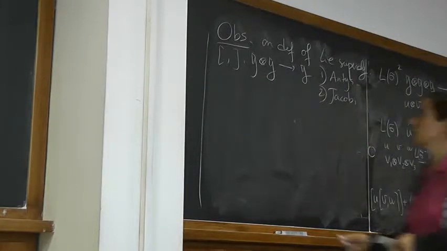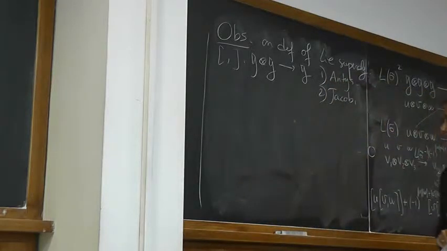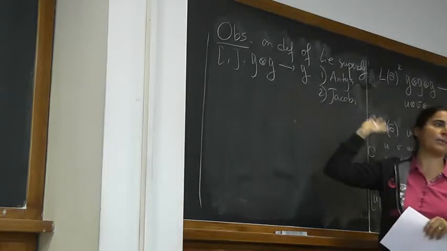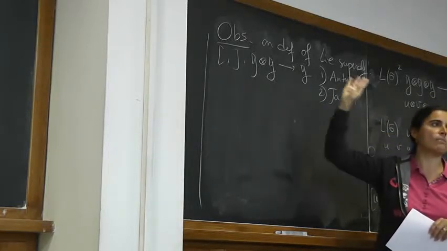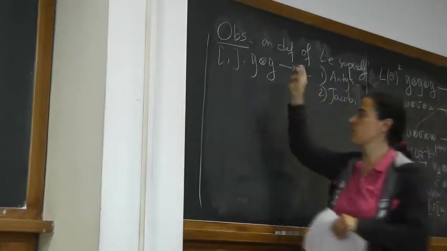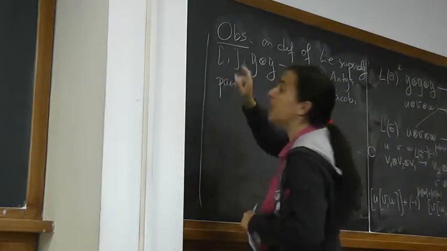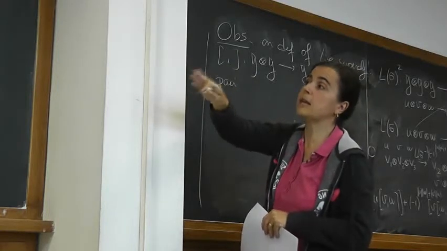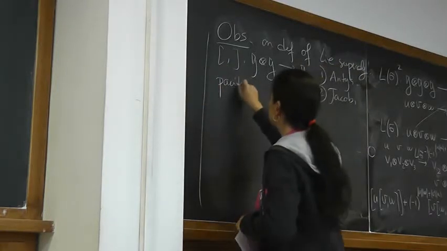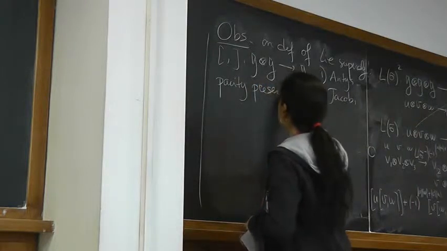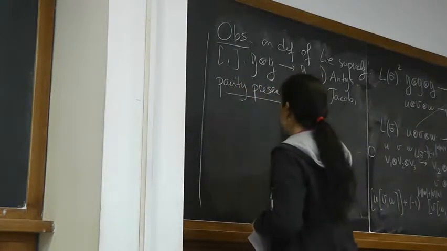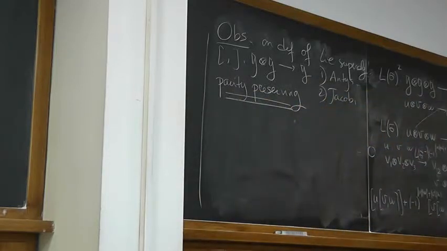The first observation is that I forgot to say an important thing, which is obvious to me, but it's not obvious to you. This map should be parity preserving. I forgot to say. This is a parity preserving map. All the morphisms you consider between the supervector spaces are parity preserving.